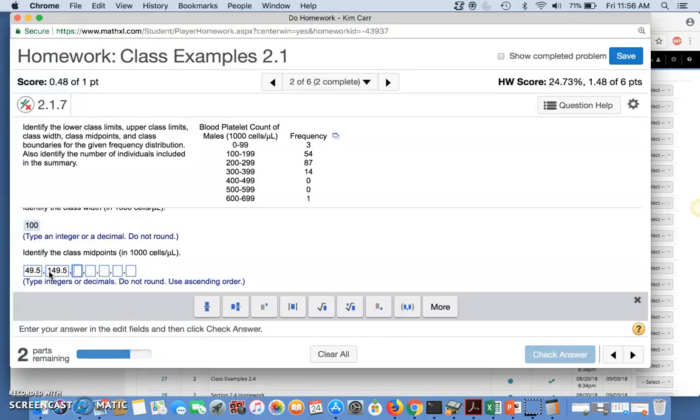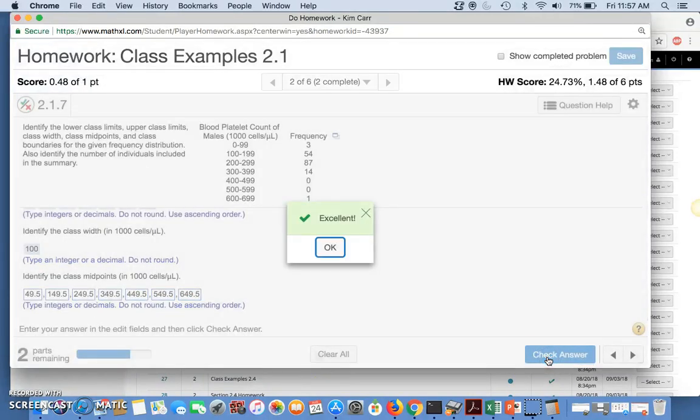149.5. The next one would be 249.5. The next one would be 349.5. The next one would be 449.5. The next one would be 549.5. We're only changing the first digit. 649.5. Let's check those answers.